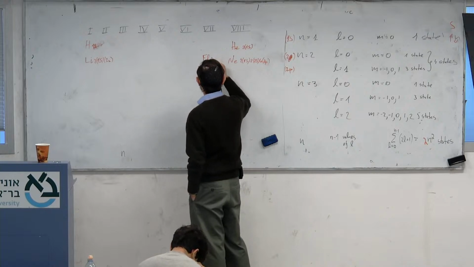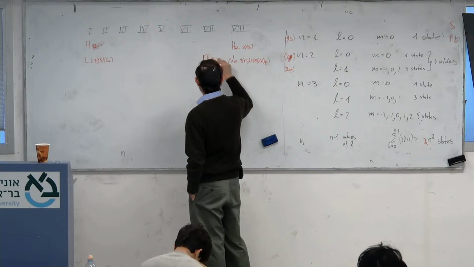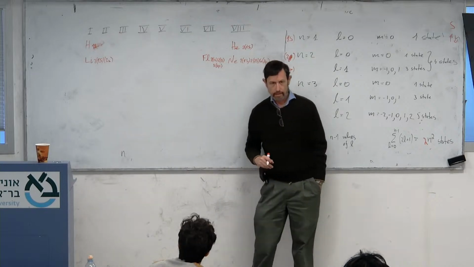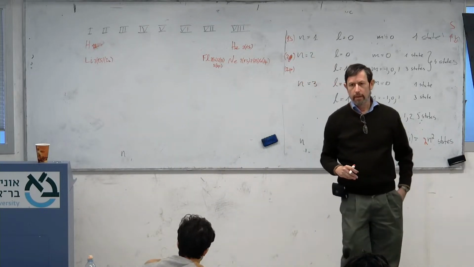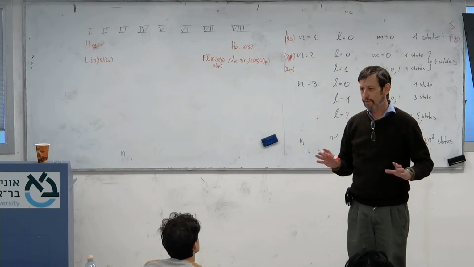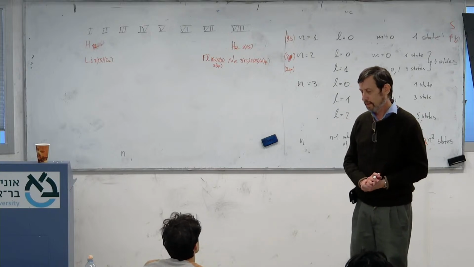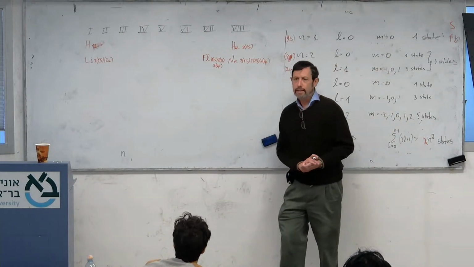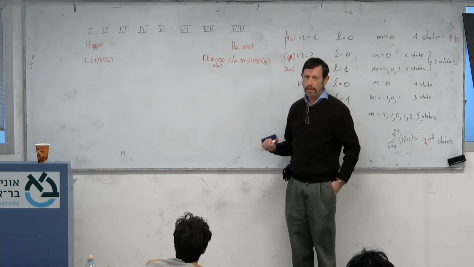Right, which will be 2 1s, 2 2s, and 5 2p. Okay? Now, the basic law of chemistry is that atoms that have filled shells are happy.